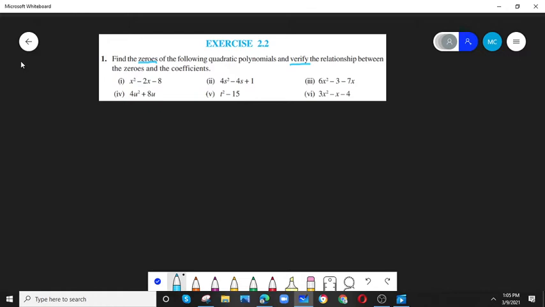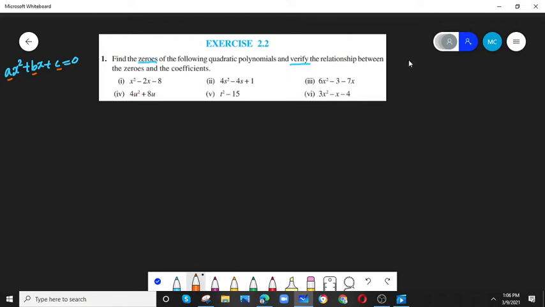So first we have ax square plus bx plus c equal to 0. This is the standard format of a quadratic equation. So here the coefficients are nothing but a, b, c. These are what we call coefficients. So what is the relation between coefficients and zeros?